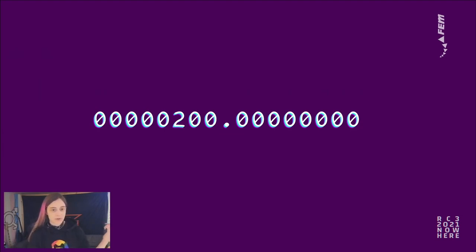This also works in reverse, right? Shifting right again is going to divide by 10. So I'm going from 200 to 20, and from 20 back to 2.